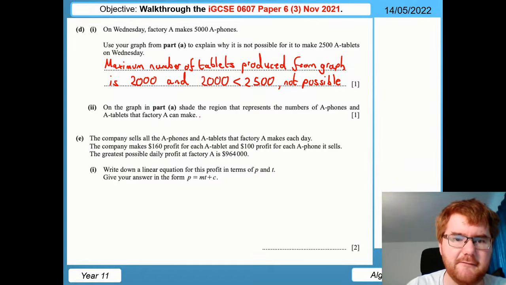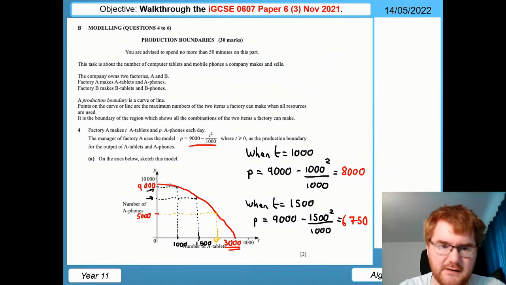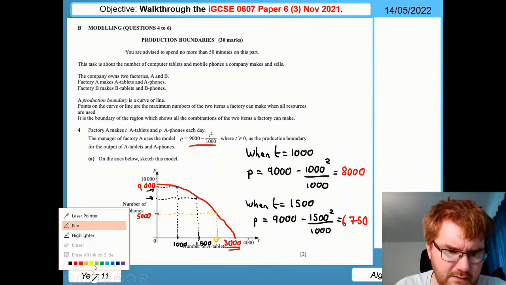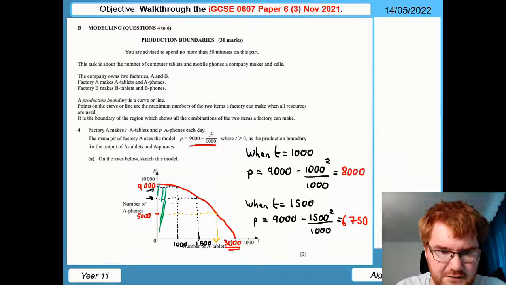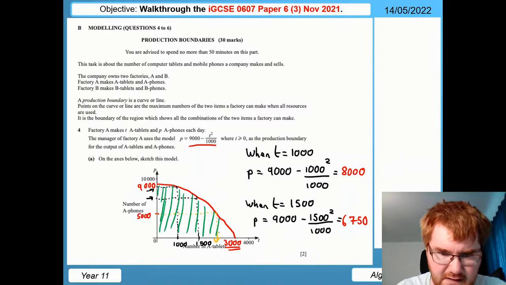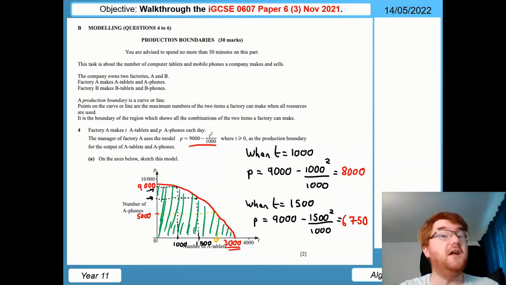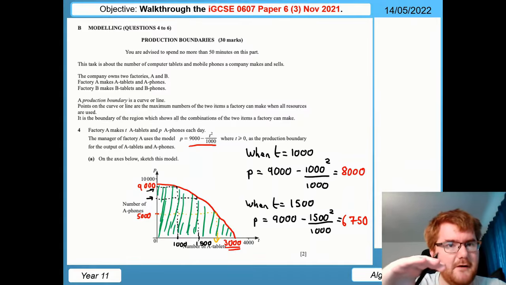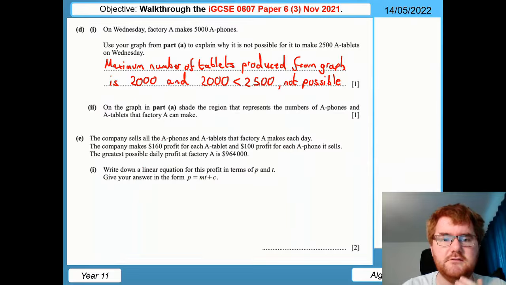Now on this graph in part A, shade the region that represents the number of A phones and A tablets that the factory can make. So this is using the idea of the boundary here. If I look at the graph, let's do this in green, I can produce anything below that line. So I'm just going to shade in this entire area under the graph in green. The entire area represents the amount of phones and tablets I make. Now it will be under capacity, but the red line represents that boundary of the very maximum I can produce of both.